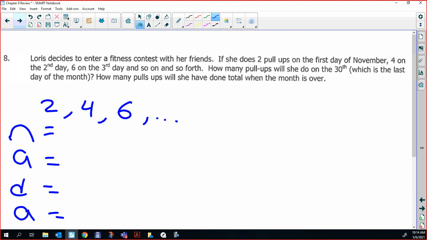We said adding 2, so d is 2. a1 was obviously 2 because it's listed right there. Then hypothetically, the number before that, a0, would have been 0 because it has to be 2 less. It has to increase by 2, which makes sense. She started doing pull-ups the first day. So on the last day of the last month, she didn't do pull-ups.